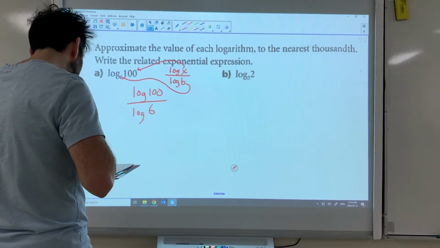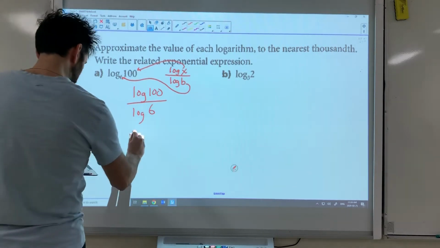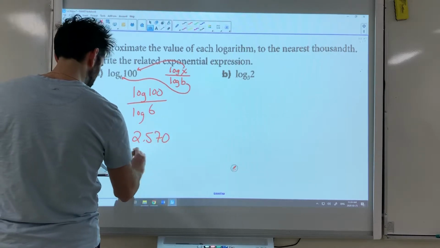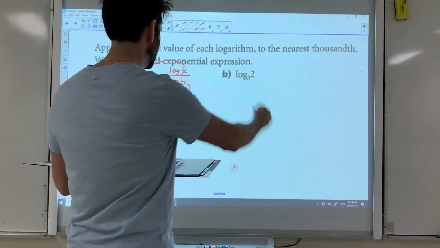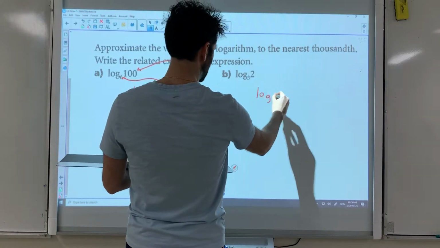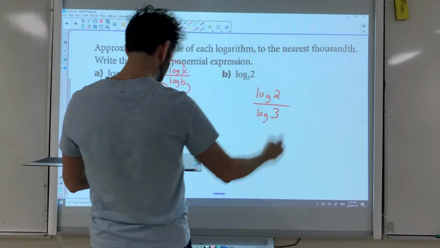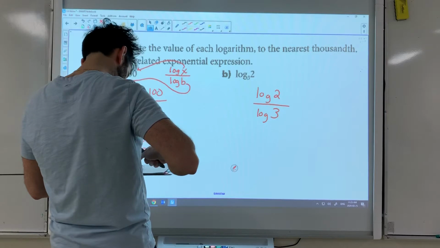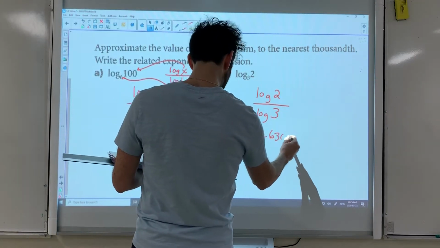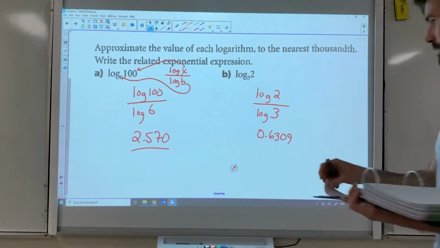So log 100, which we should have already known was 2, and log 6. So this will give you 2.570, whatever, if you type it in on your calculator. Okay. Change of base formula again. So log x, that's log of the argument, so that's what goes in the top. So log 2 divided by log of the base, so log 3. And then you can type that in on your calculator, and you get 0.6309, whatever. Great. So that's the change of base formula. That's the easy thing for today.